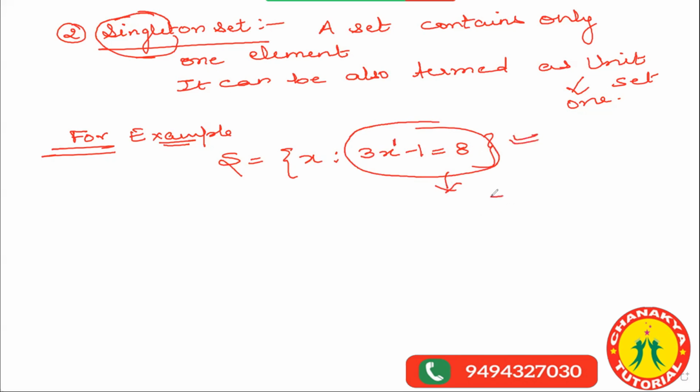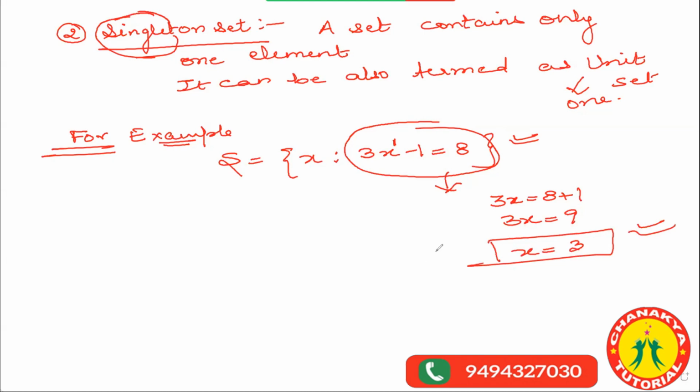Now solve it. 3x is equal to 8 plus 1, then 3x is equal to 9, and the value of x is 3. So here we have only one value of x, therefore it is called a singleton set. Clear, children? Yes, ma'am.